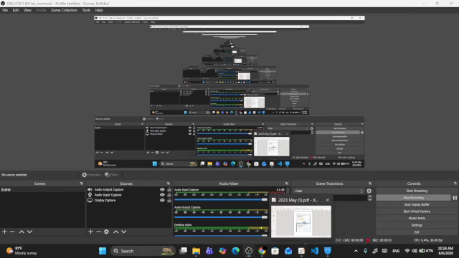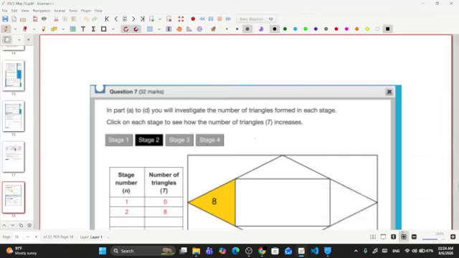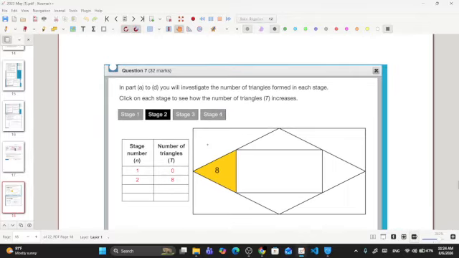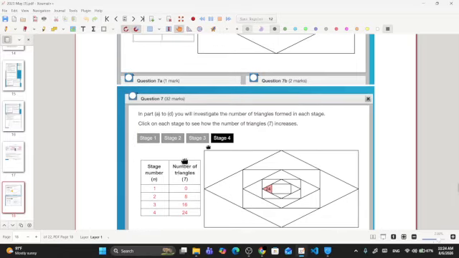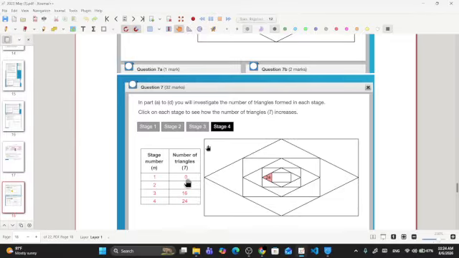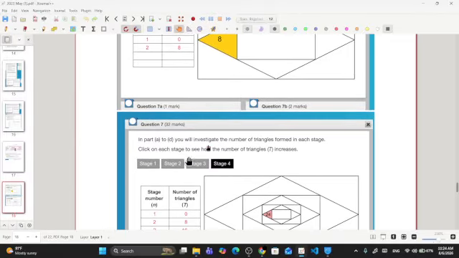Solving this past paper. So this is of May 2023. In part A to part D, you will investigate the number of triangles formed in each stage. Click on each stage to see how the number of triangles T increases. So this is how the number of triangles is essentially increasing.